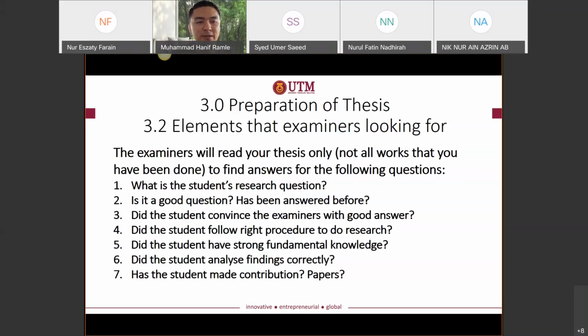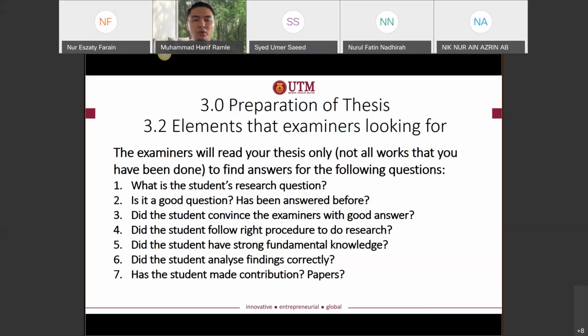And number 6, did the student analyze the findings correctly? So analysis is one way. Did you analyze the findings in the correct manner, with the correct procedure, or not? Or maybe you just get the result and put it in your thesis? No way. So you have to make sure that you analyze the findings in a proper manner.